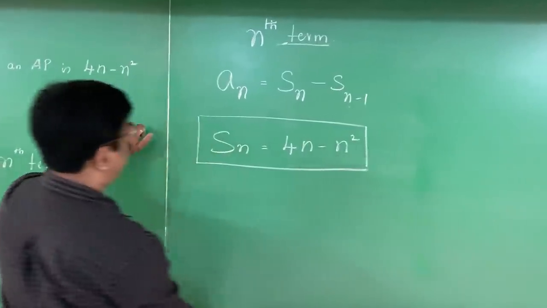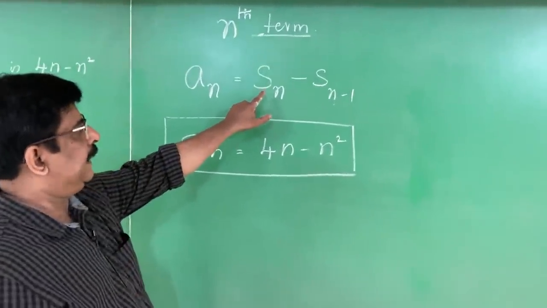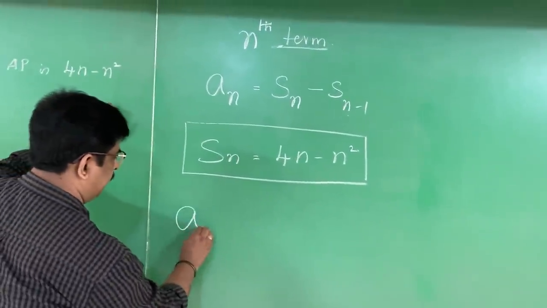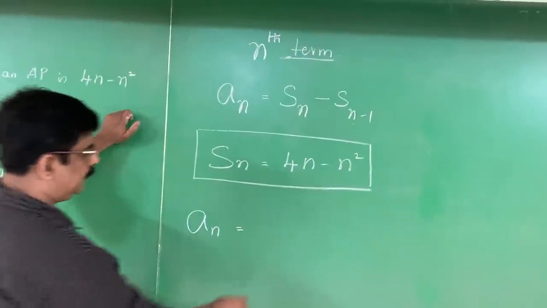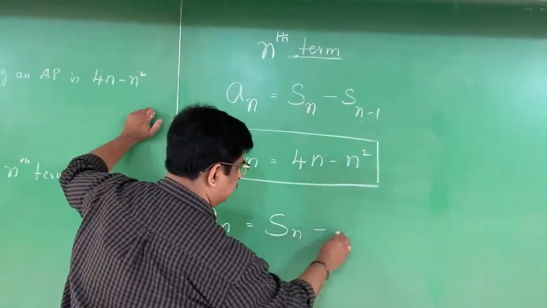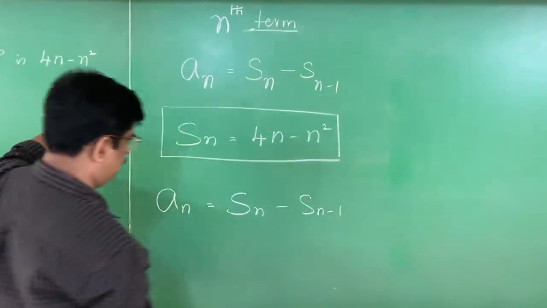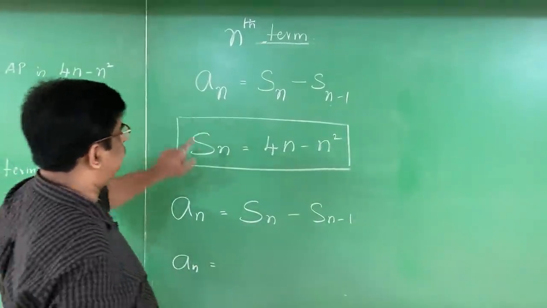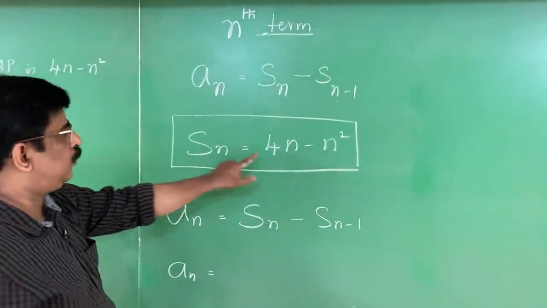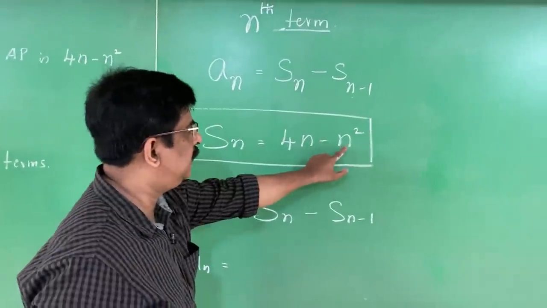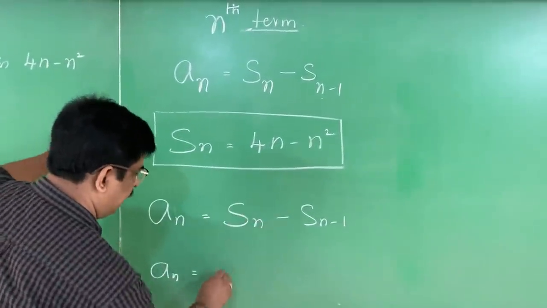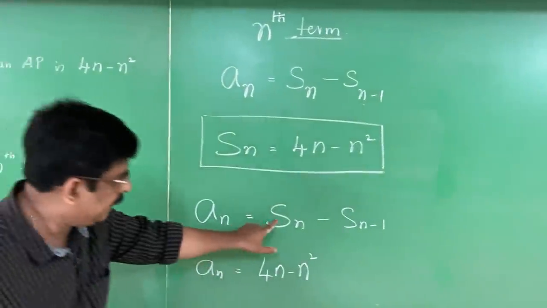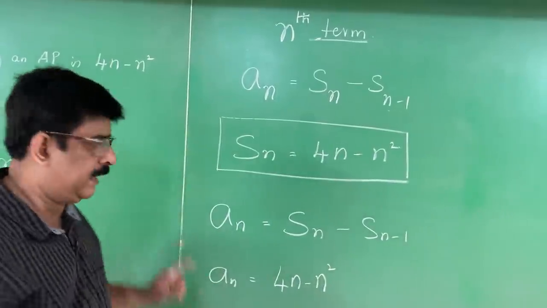See how we wanted to find sn minus sn minus 1. Therefore, I write like this: an is equal to sn minus sn minus 1. Now be careful, sn means he is given a formula. Sn is equal to what? 4n minus n square. In the place of sn, I write 4n minus n square.